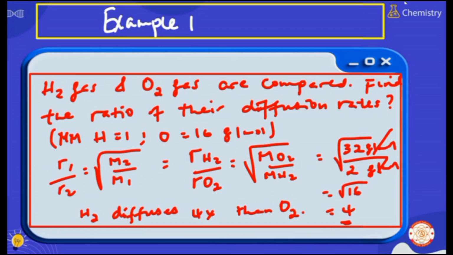So which gas is faster? Hydrogen, right? But then, how many times? 4 times.